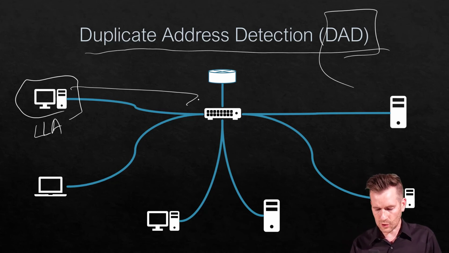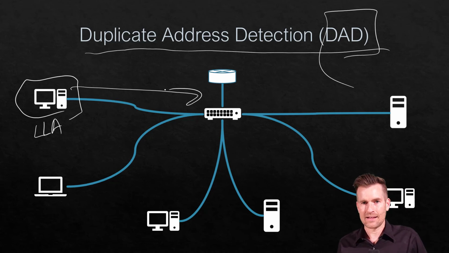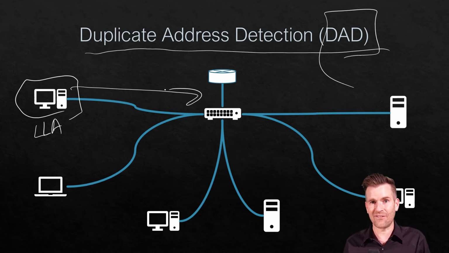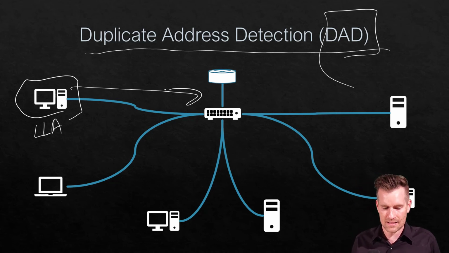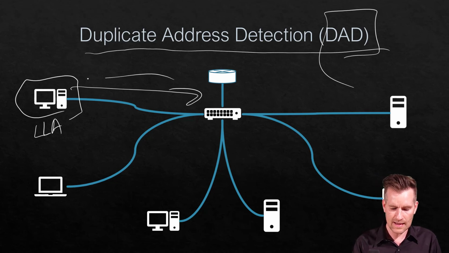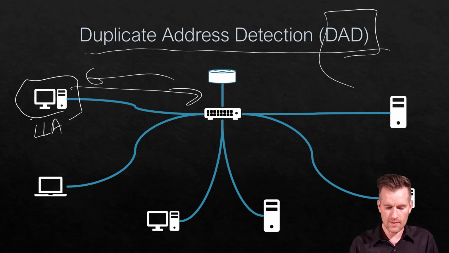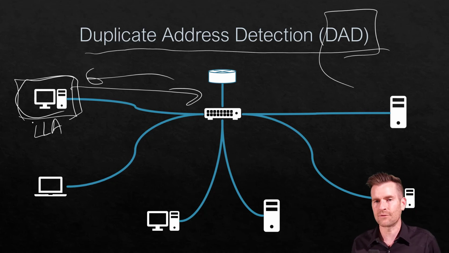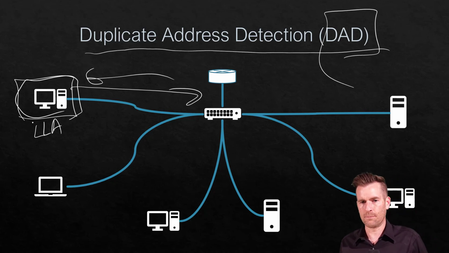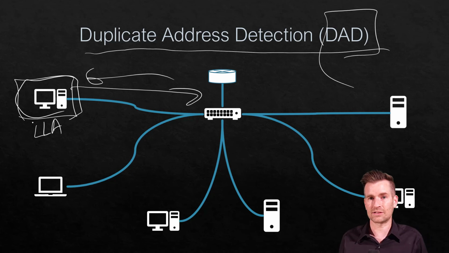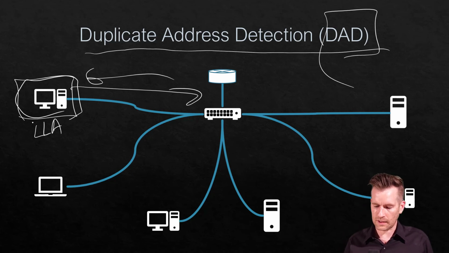And then what it will do is it will send out a test message to see if anybody responds to that test message. And if they do send a message back, then this machine knows I'm going to have to choose some other number because some device on the network already has elected to take that link local address. So that's the mechanism that allows us to do that double check. It's duplicate address detection, or DAD.